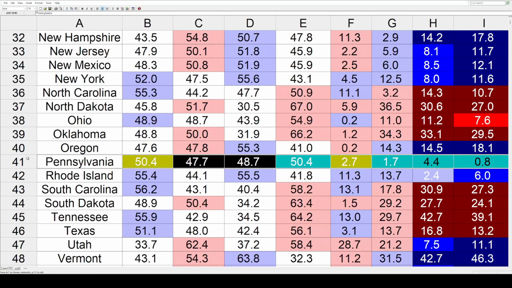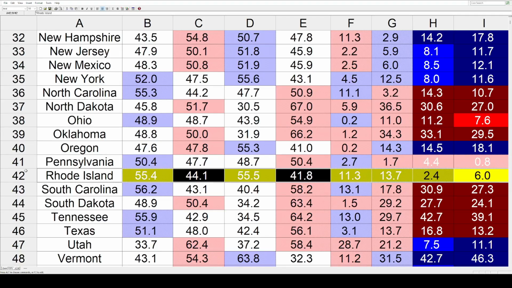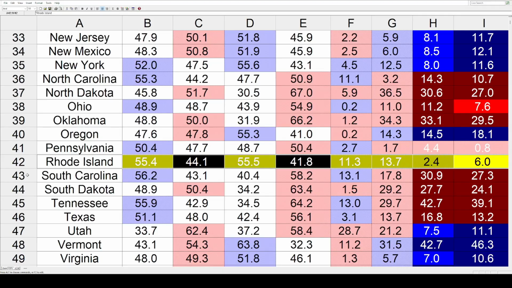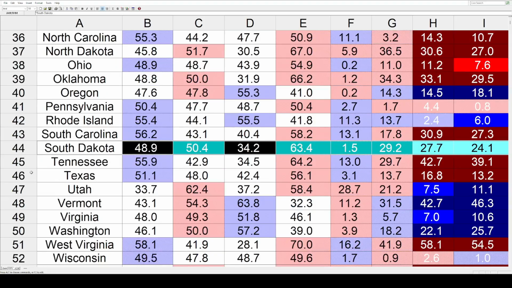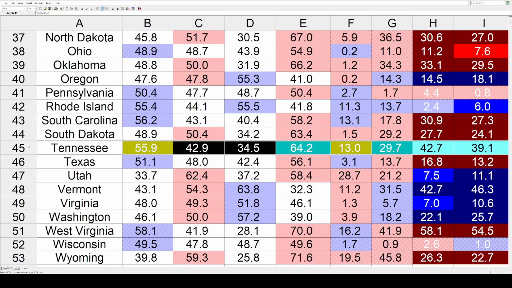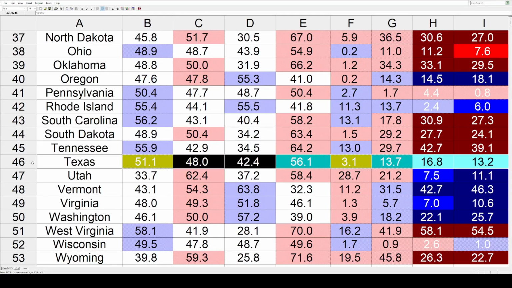Pennsylvania had the smallest trend out of all the states, just 0.8% toward Trump and the Republicans. Rhode Island had a modest blue trend of 6. Then more double-digit red trends in South Carolina, 27.3, South Dakota, 24.1, Tennessee, 39.1, and Texas, 13.2.